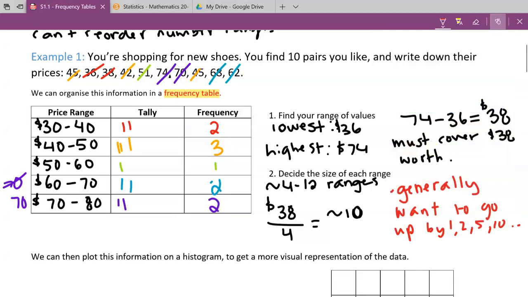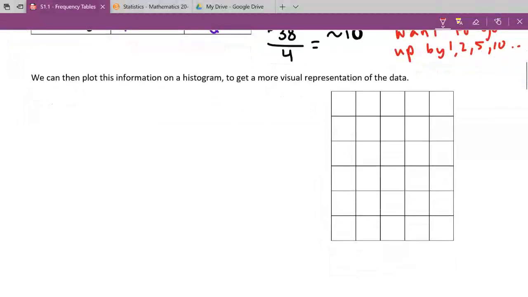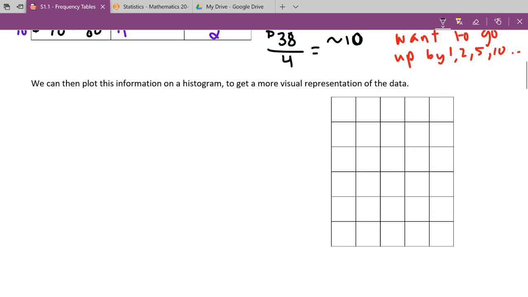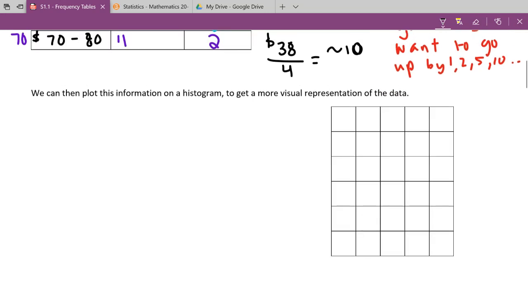So when we're looking at this, we have our grid. Let's label things first. I'm going to put the cost along the bottom, and each of these boxes is going to be one of my ranges. So this first box ranges from $30 to $40. As soon as we hit that next line, now we're at the range from $40 to $50. Then 50 to 60, 60 to 70, and 70 up to 80.